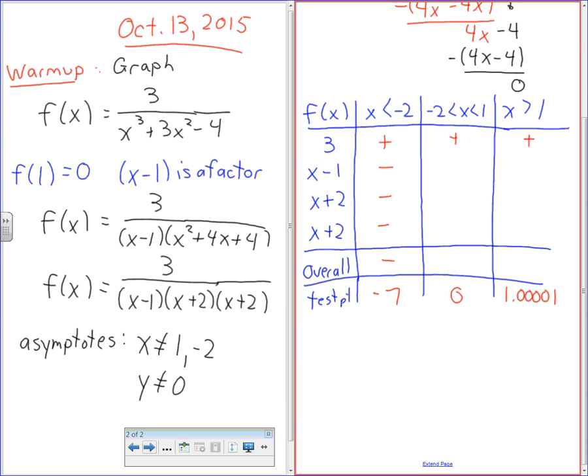All right, so 0. 0 minus 1 is a negative. 0 plus 2 is a positive and a positive. A positive times a negative times a positive times a positive is what? Negative.